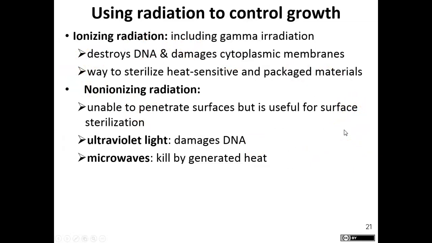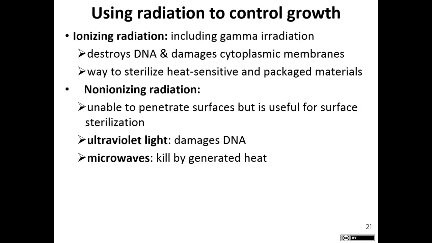Ionizing radiation then is a mechanism where we use gamma rays. Gamma rays destroy DNA and they damage the plasma membrane. So this is a mechanism to sterilize heat-sensitive materials. Non-ionizing radiation is useful for surface sterilization, but it can't actually penetrate. Whereas ionizing radiation penetrates packaged materials, non-ionizing radiation does not.